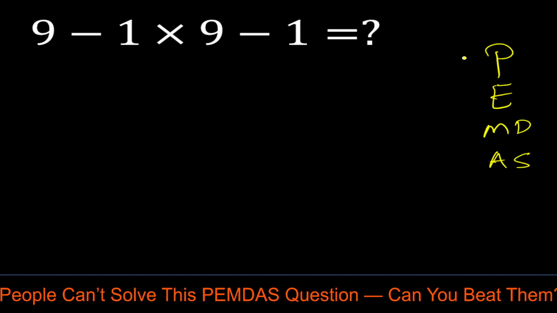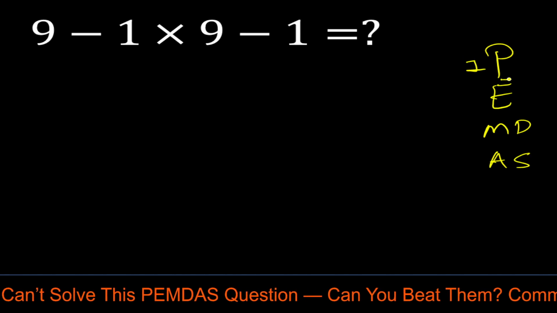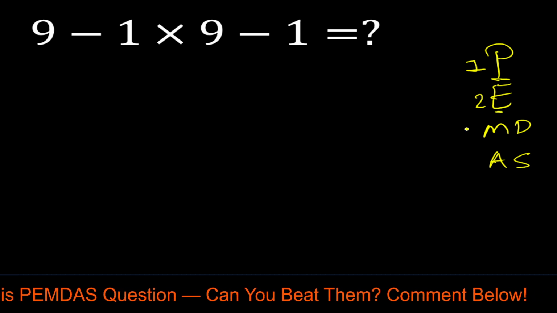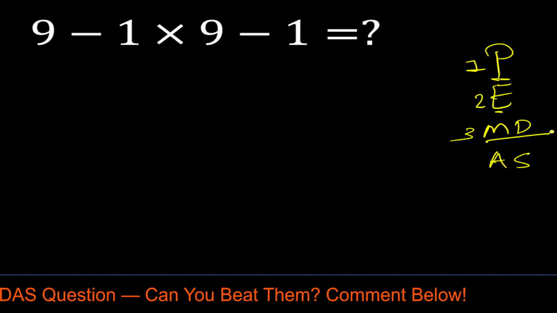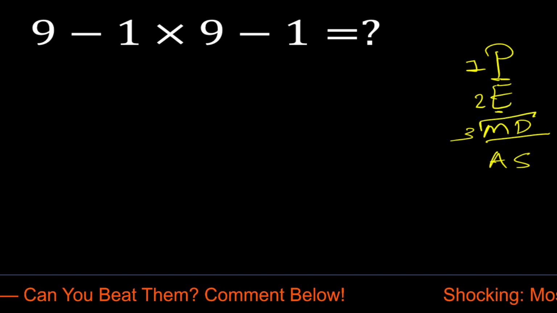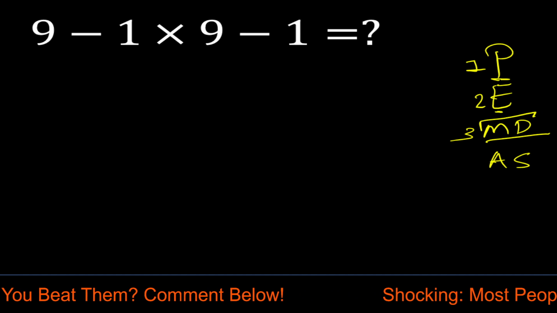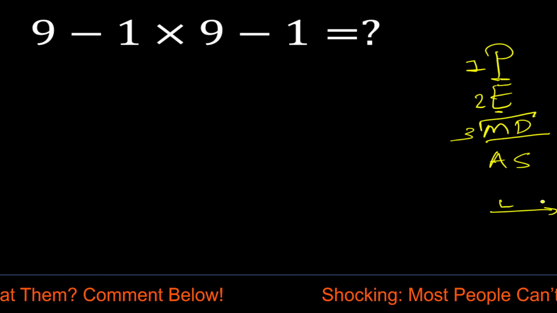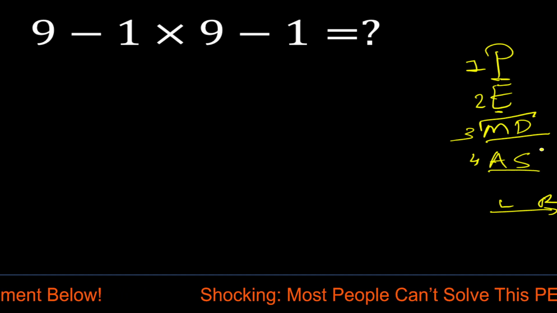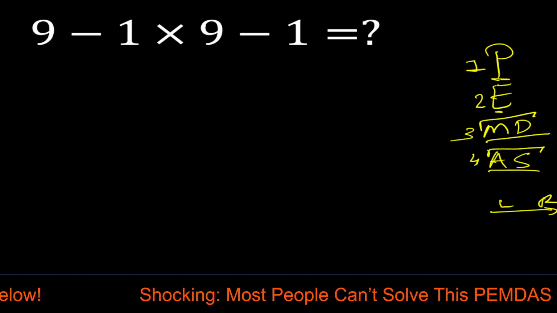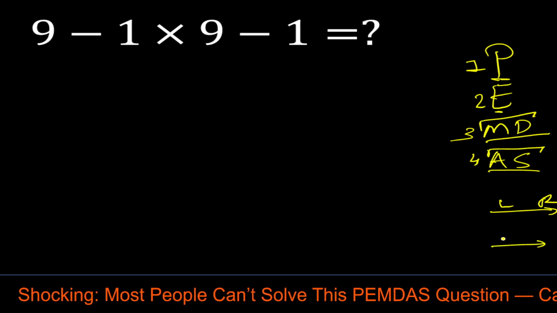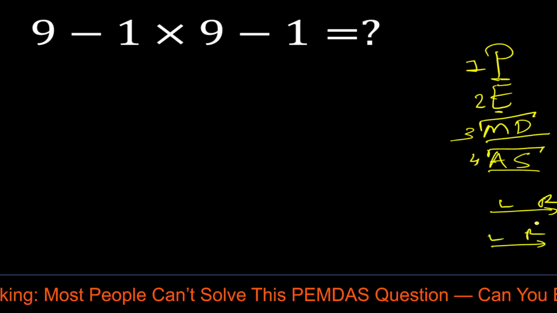P-E-M-D-A-S. According to PEMDAS rule, first priority is parenthesis, then second priority is exponents, then third priority is multiplication and division. Here multiplication and division both have equal priority, so we have to solve it from left to right. Then fourth and last priority is addition and subtraction. Also addition and subtraction both have equal priority, so we have to solve it from left to right.